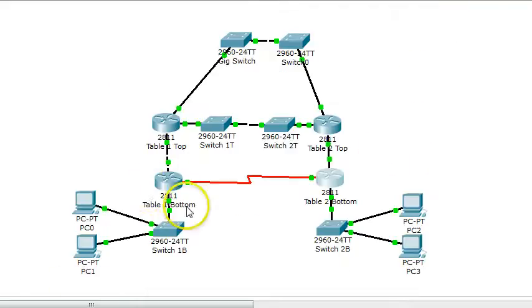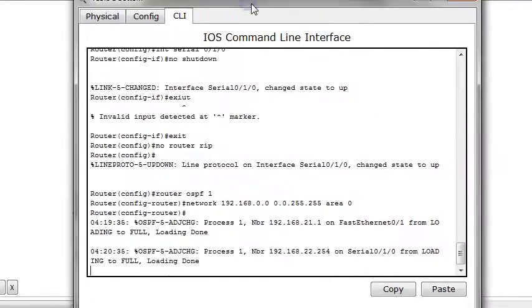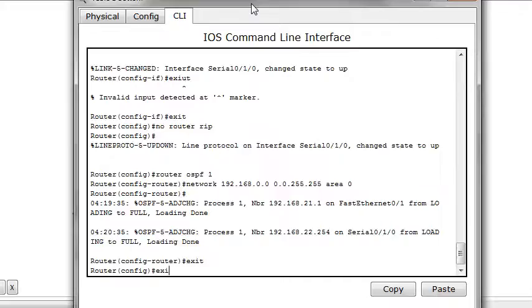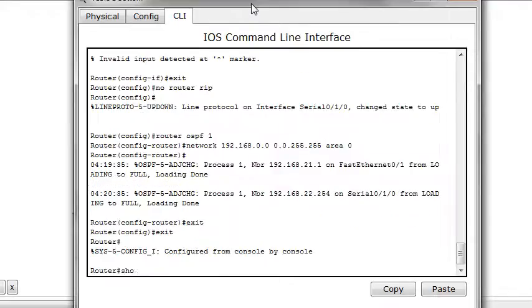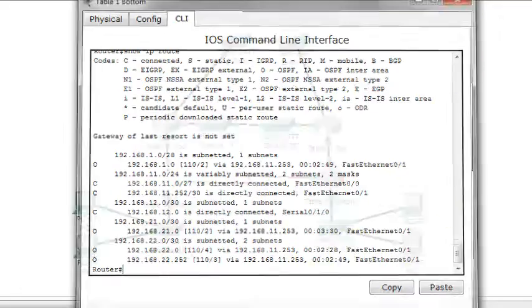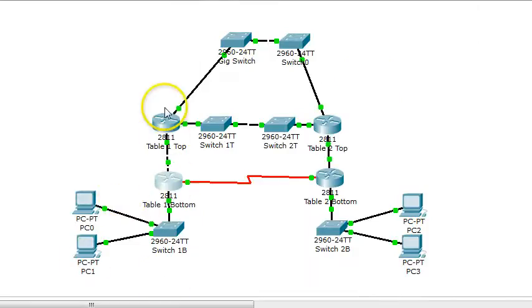So what route is our packet taking? Let's go look at our bottom router over here. OSPF uses cost as its metric, so the link type is considered in deciding which route to take. Considering that Fast Ethernet is faster than serial, I would hope that it's going across our Fast Ethernet links. So from this LAN to get to 22.0, it's going to go out to 11.253, so it's going to go across our fast link. It's going to go up here and then across this way and then back down.